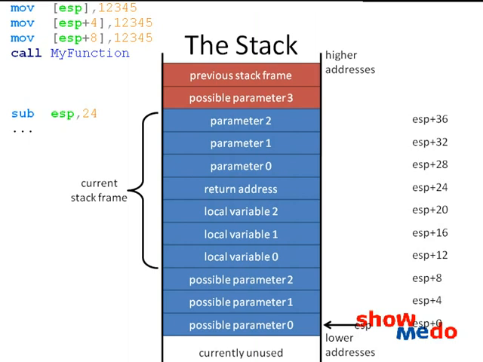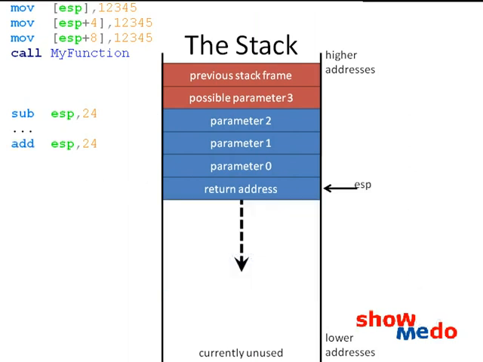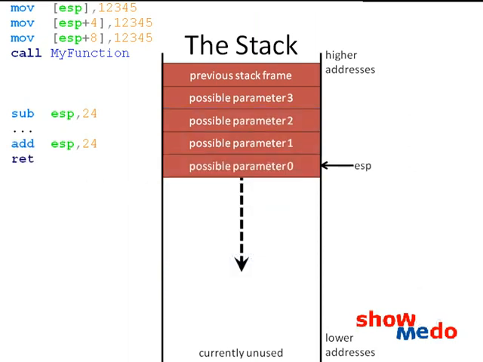Then myFunction executes, and when we want to return, we clear this parameter and local variable space from the stack by adding to ESP, and then return. Now we're back in the previous function.